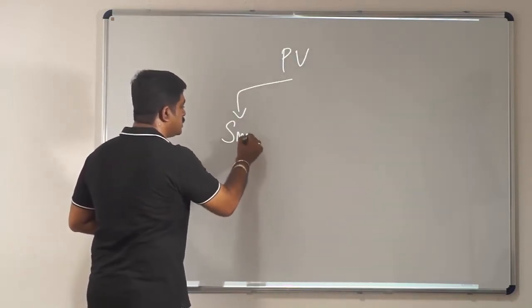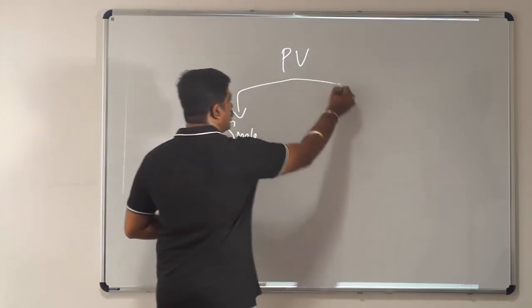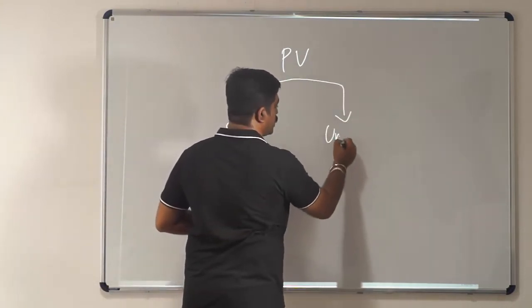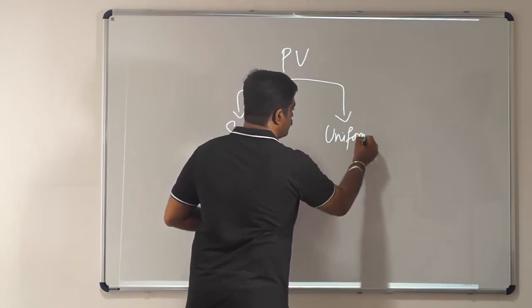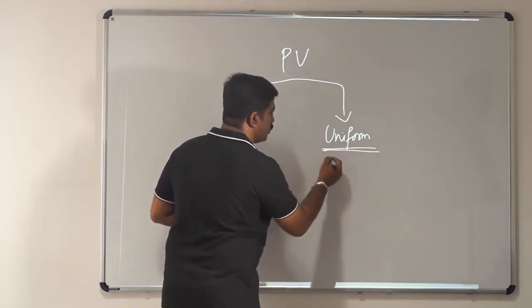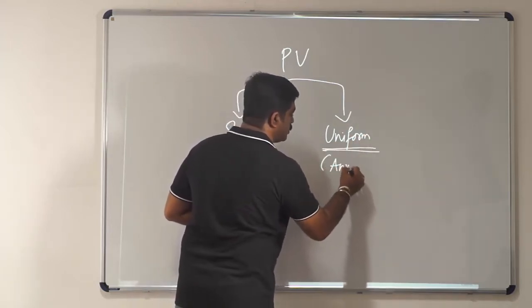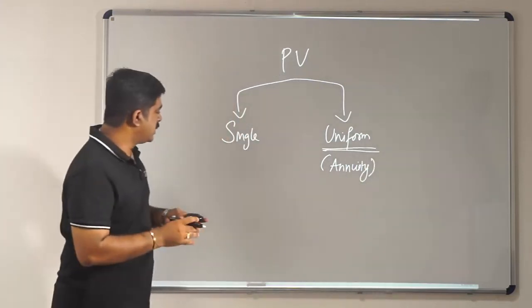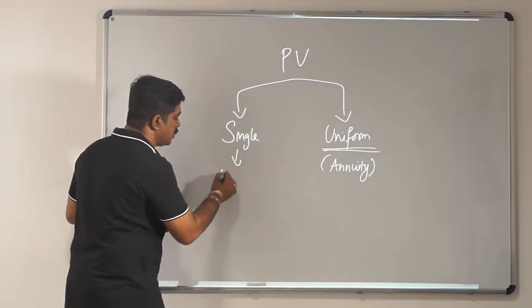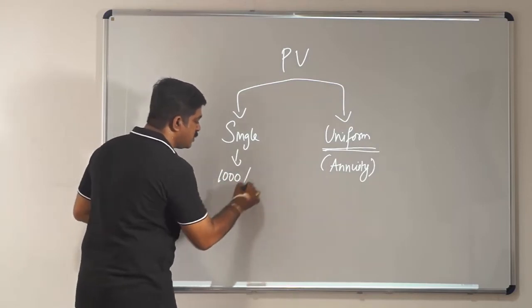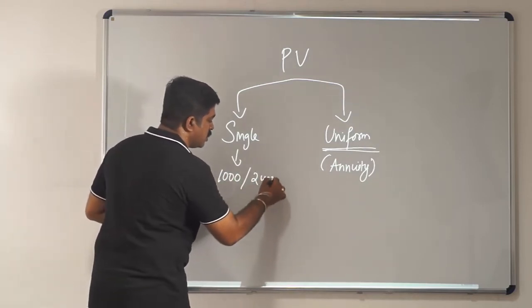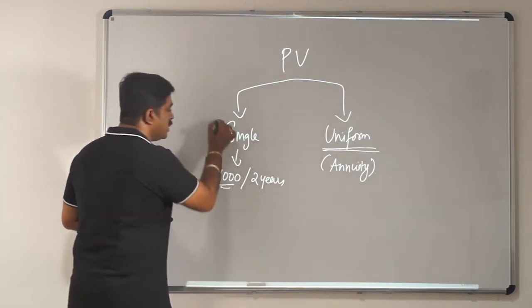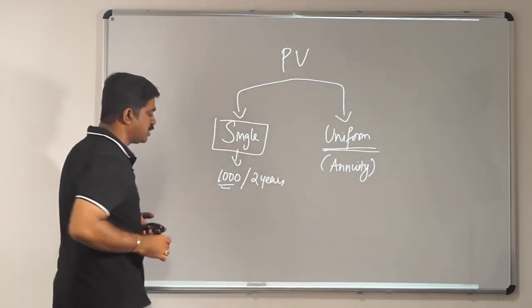It can be a single cash flow or it can be uniform cash flow over a period. If it is uniform cash flow, we can call it as annuity. How to understand that? Let's say I'm going to receive 1000 after 2 years. Now this is a scenario where we are dealing with present value of single cash flow.